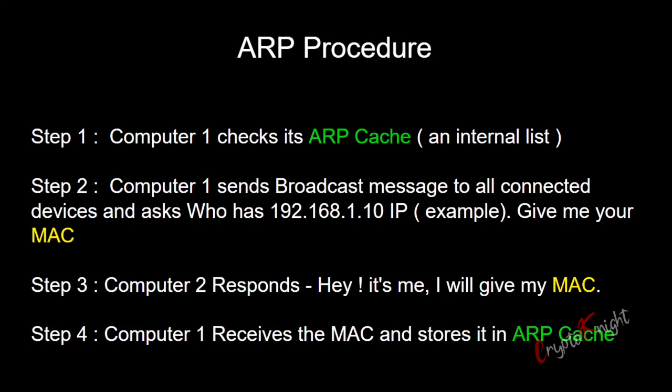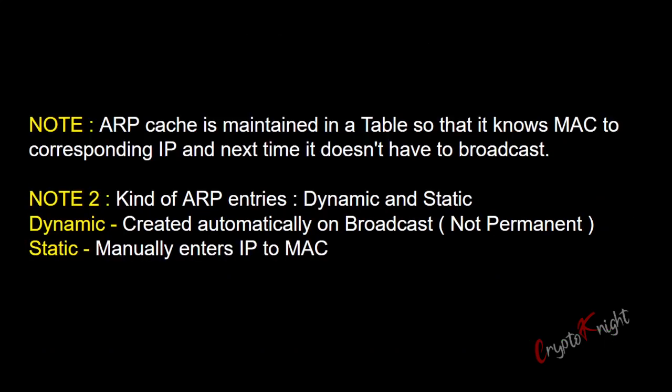So let's say this IP address belongs to computer 2. So computer 2 says, hey, it's me, I will give my MAC address. So computer 2 sends the MAC address to computer 1. Now computer 1 receives the MAC address and stores it in its ARP cache. Now a list is maintained in computer 1 where the IP is mapped to its corresponding MAC address.